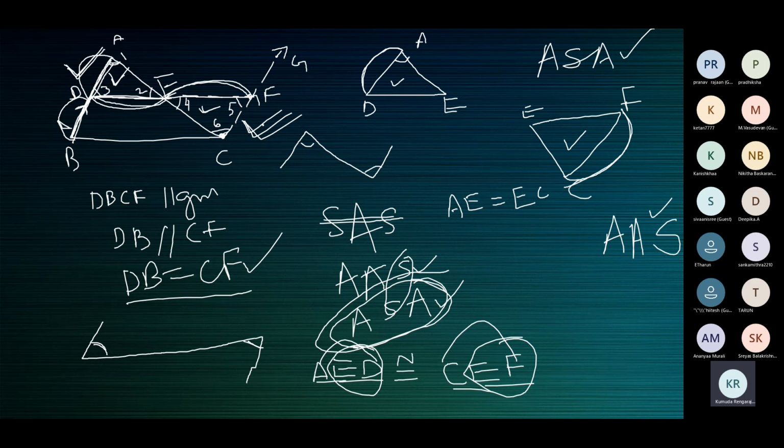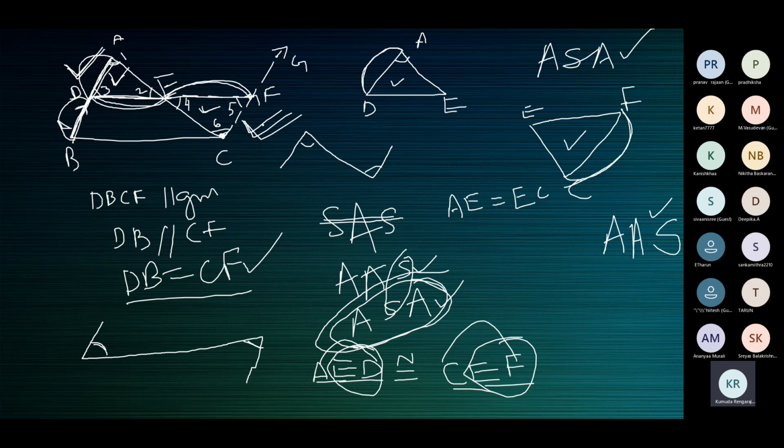Now when DBCF is a parallelogram, the other pair of opposite sides, DF and BC, will also be parallel to each other. So we proved that DF is parallel to BC. Now what is DE? It is a part of DF. So DE is parallel to BC. That's one of the two results which we have to prove. The line segment joining the midpoints is parallel to the third side.